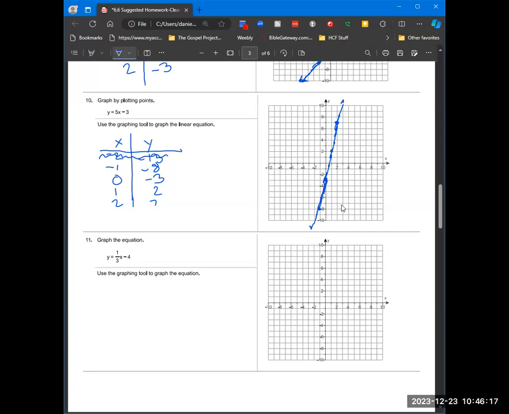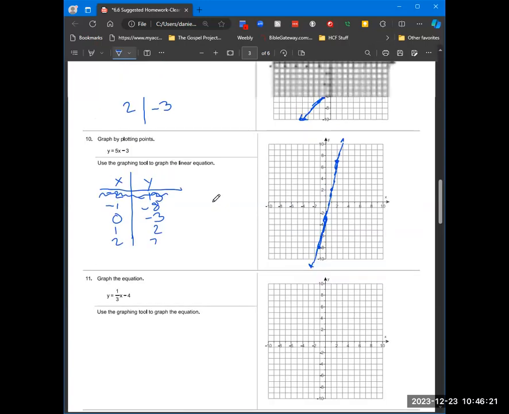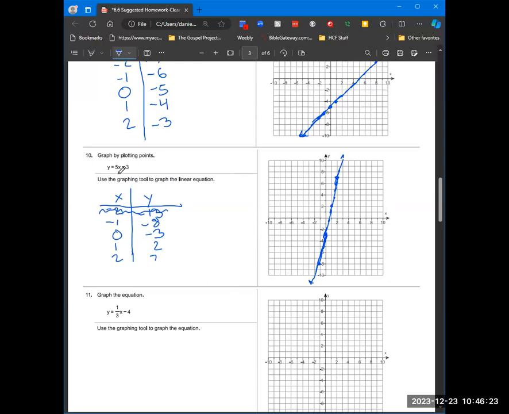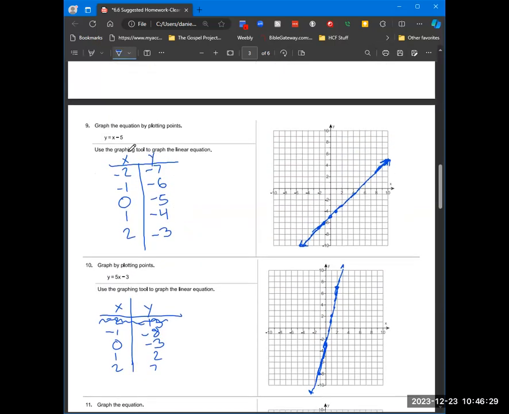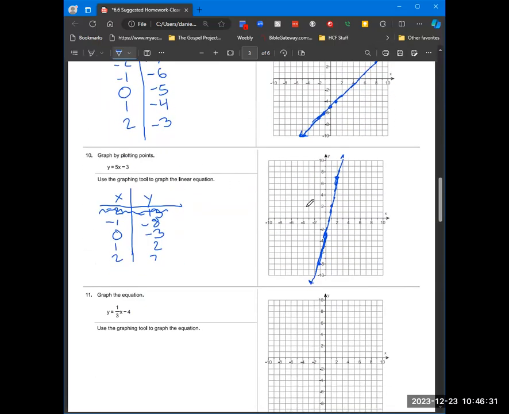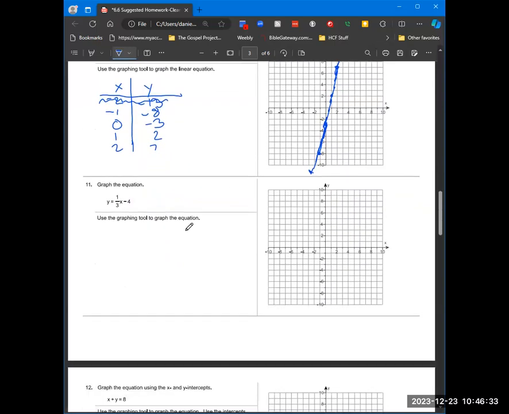Again, if we had a straight edge, that would look a lot better, but it's a much steeper line because of the slope. When we get to slope, I think next time, you'll see this slope is 5, and this slope was only 1. So this one was 5 times steeper. We're going to get a line here that has a fraction for a slope, so it's going to be less steep.